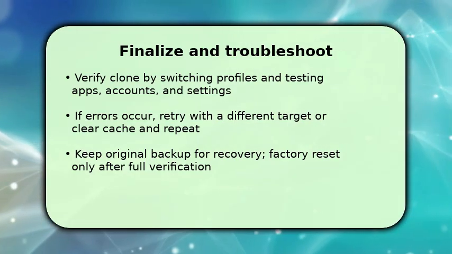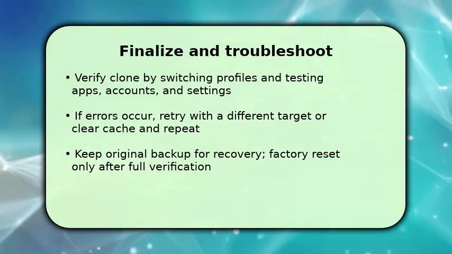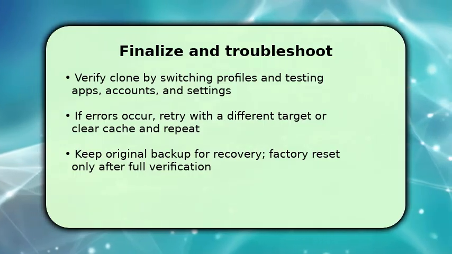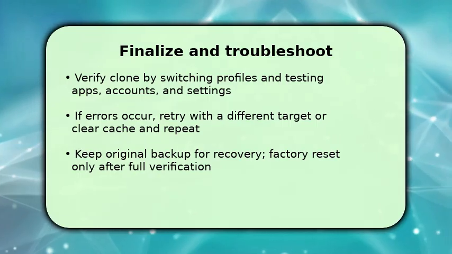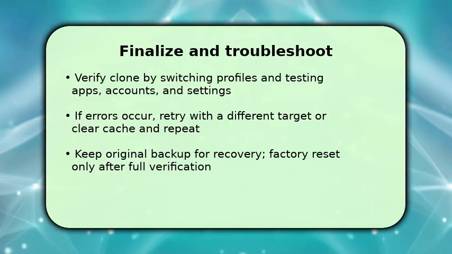If an error appears, like missing apps or permission failures, try retrying with a different target storage or clear the system cloner cache and repeat the process. Make sure you keep the original backup until you're certain the clone is complete. If nothing else works, restore from backup, then attempt a fresh clone after updating firmware and apps.